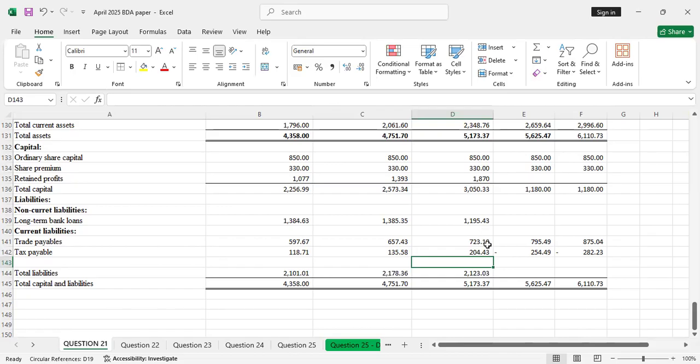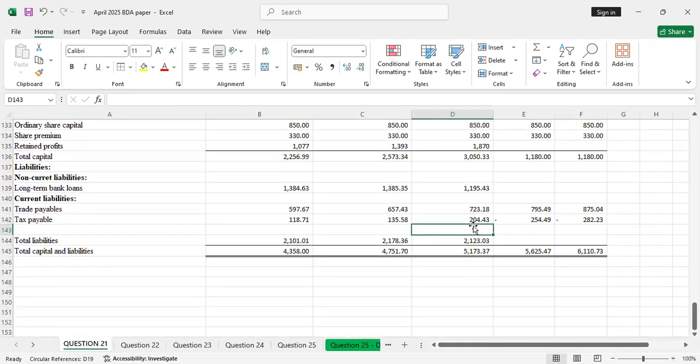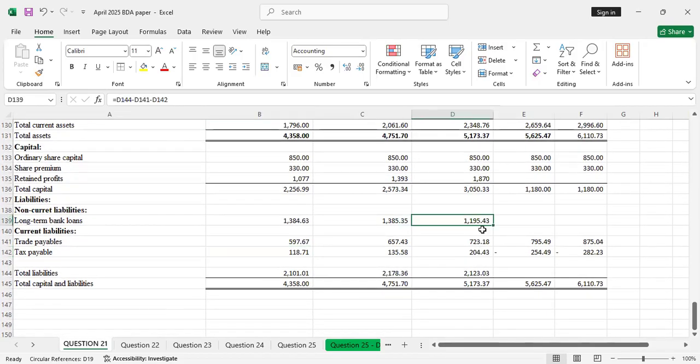So when you change into positive, you can see it's now 1,195 as a long-term bank loan. Okay, we continue. Now I have the long-term bank loan as that.